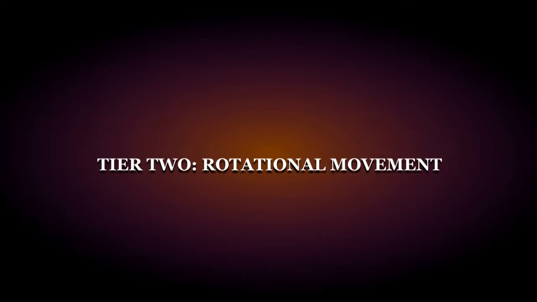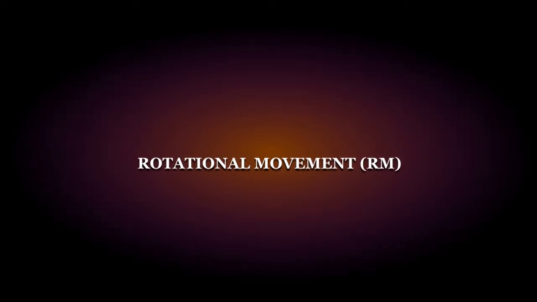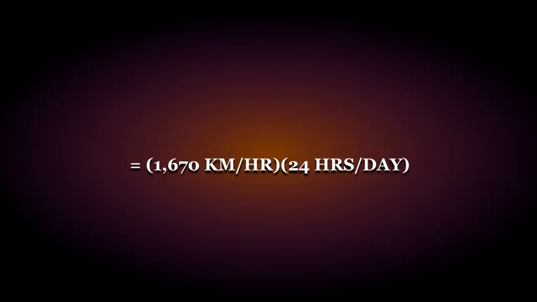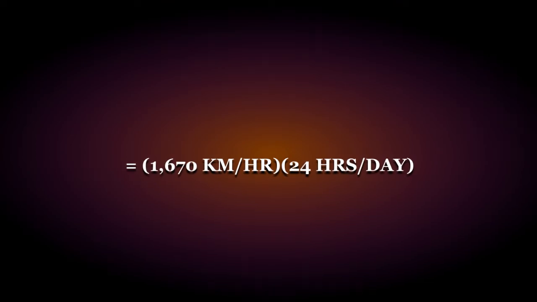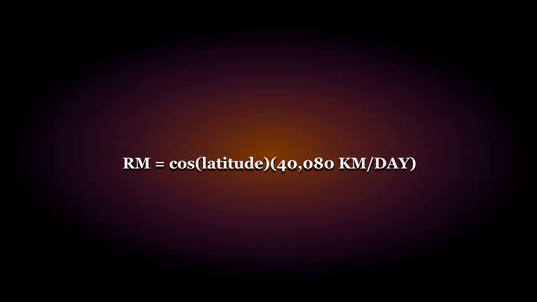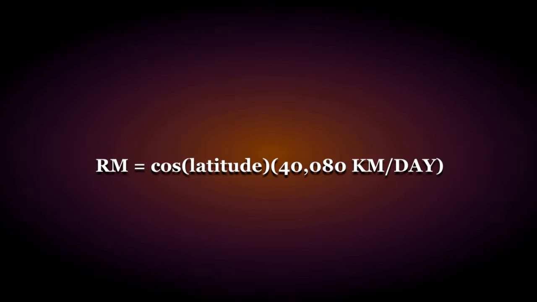Tier 2, rotational movement. The rotational speed of the Earth, according to Dr. S.N.A.P from the NASA Education and Public Outreach Program, is roughly 1,670 kilometers per hour at the equator. So, rotational movement, RM, equals average speed times hours per day, equals 1,670 kilometers per hour times 24 hours per day. We have RM equals 40,080 kilometers per day.